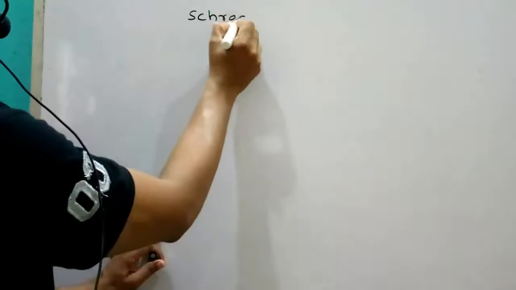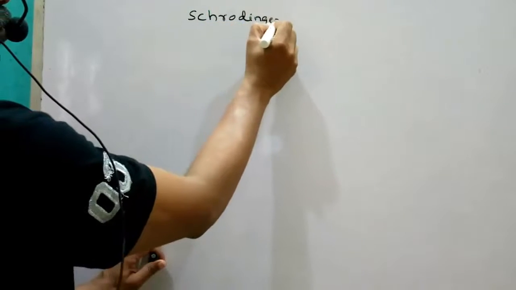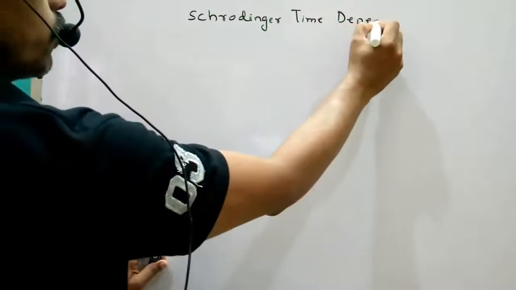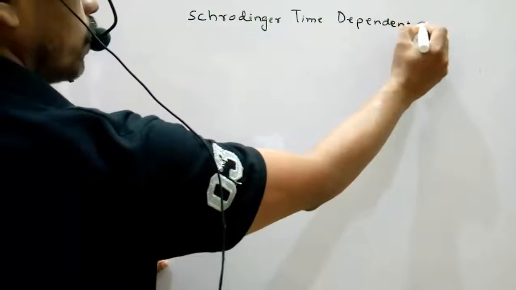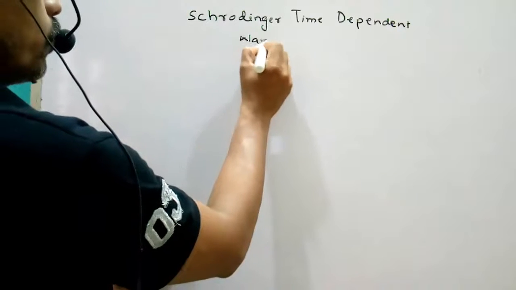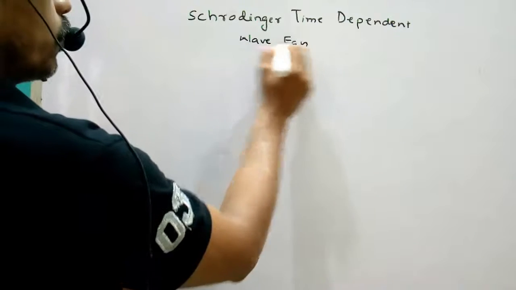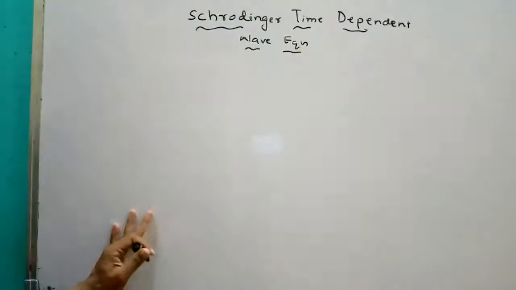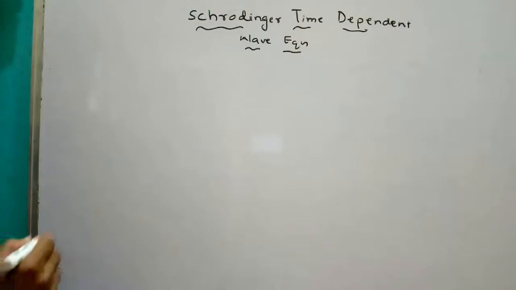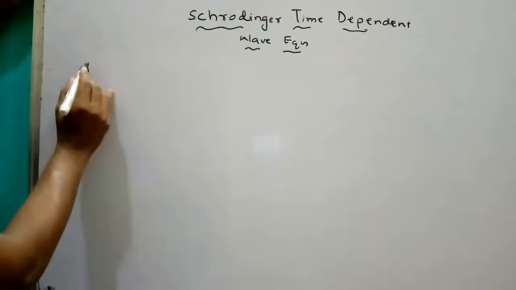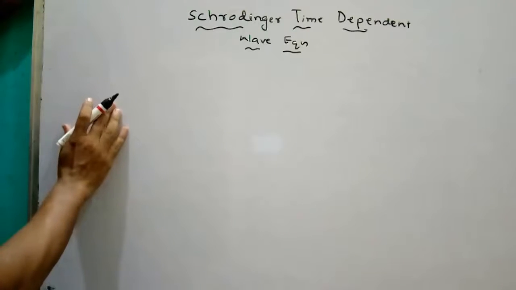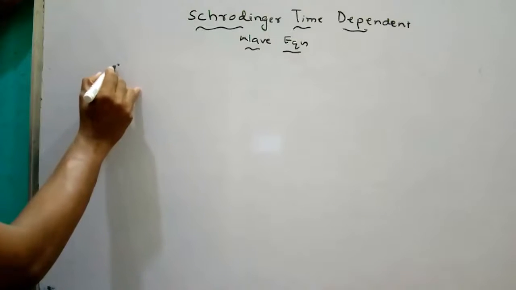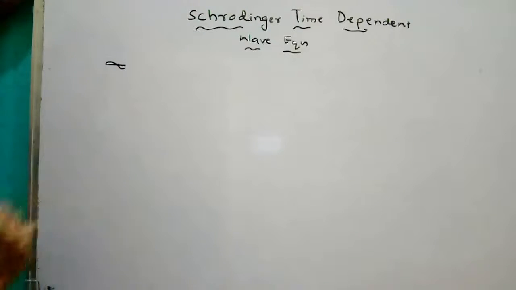Schrodinger time dependent wave equation. So this is the topic today. See, according to de Broglie theory, every particle is associated with a wave.